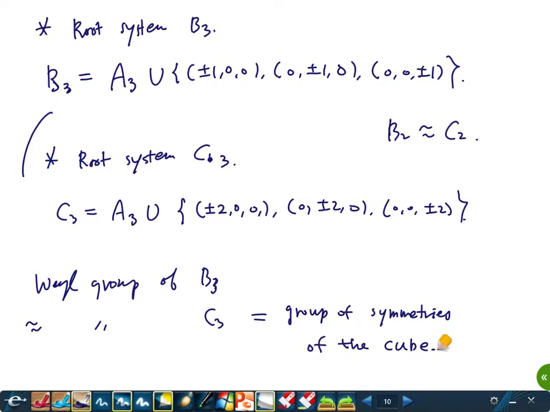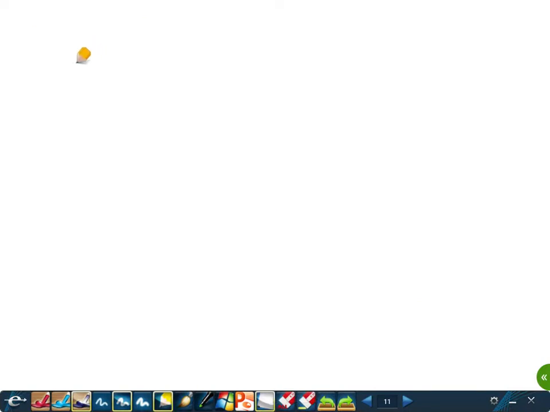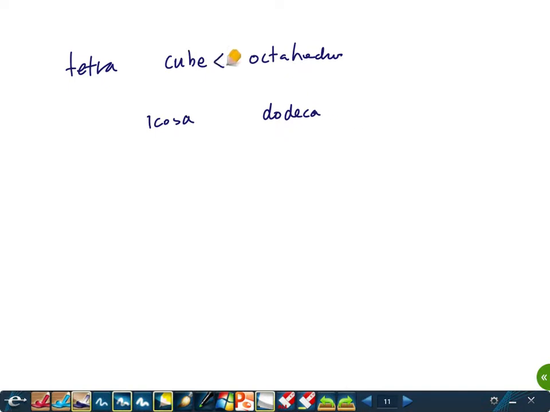You may wonder, what about the group of symmetries of other Platonic solids? So what are the Platonic solids? We have the tetrahedron, and a cube, an octahedron, and icosahedron, and dodecahedron, right? But in fact, the symmetry group of this is really the same as the symmetry group of this because they are dual to each other. And these two, they are dual to each other.